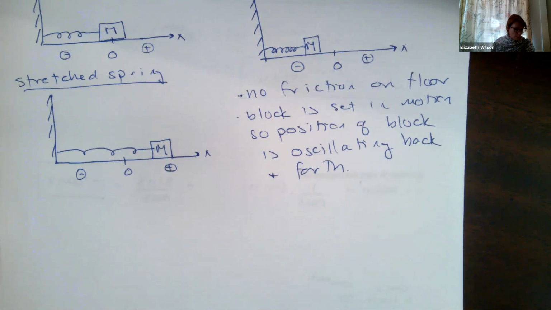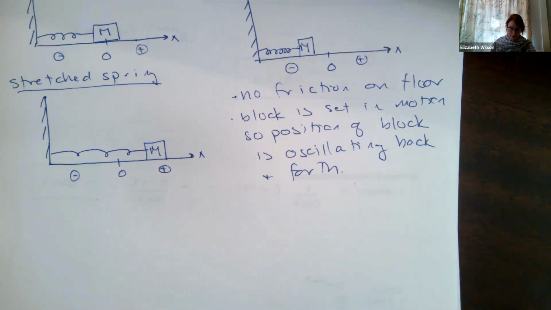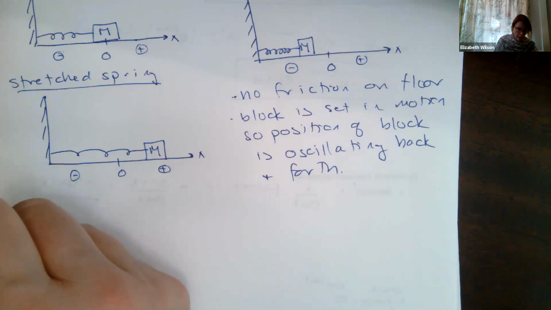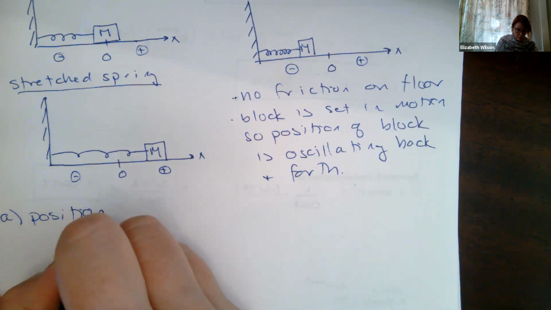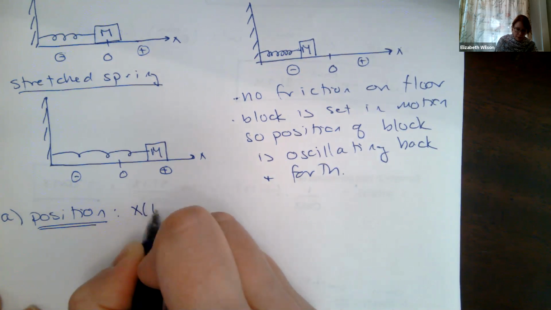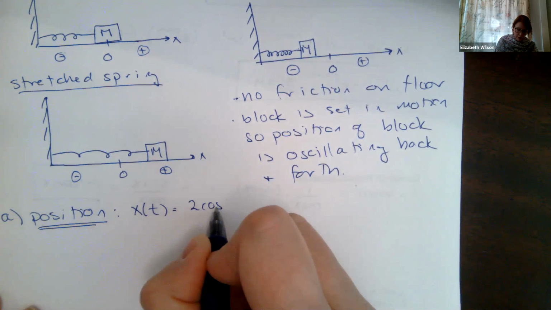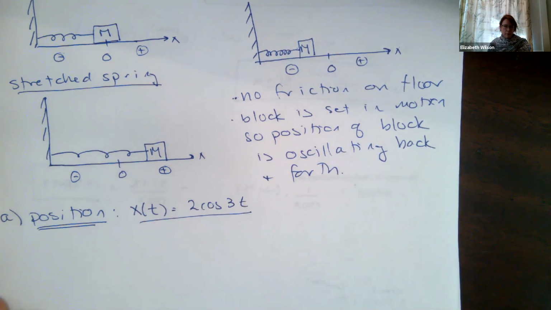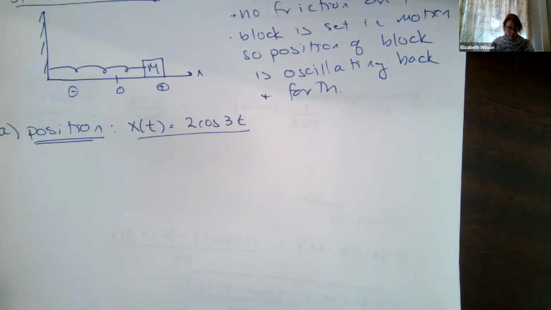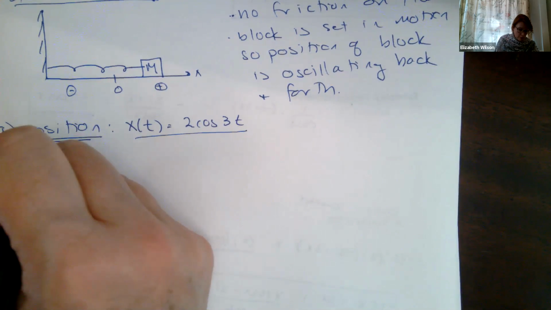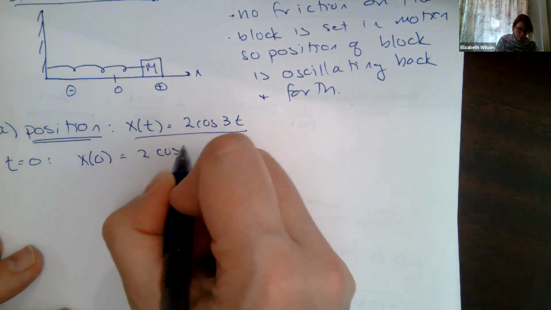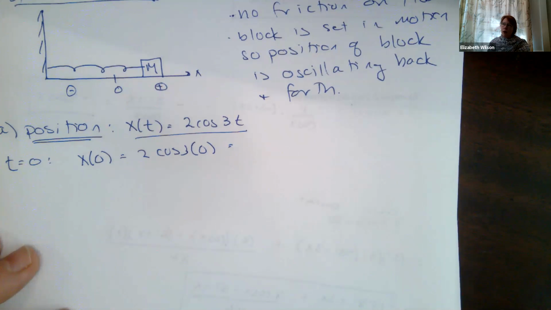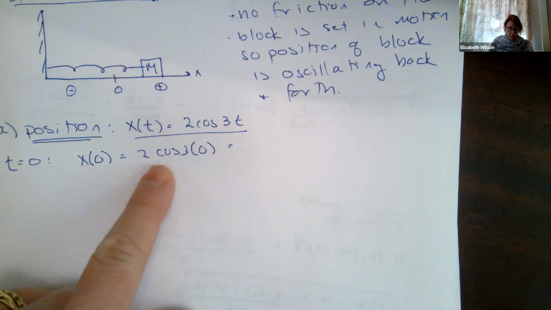Now we want to figure out the position, velocity, and acceleration. So part A, we're going to look at our position first. This is given by x of t equals 2 cosine of 3t. I'm going to look at my position at the two time periods they told me to look at. At t equals 0, I plug in: x of 0 equals 2 cosine of 3 times 0. 3 times 0 is 0, cosine of 0 is 1, 2 times 1, so this is 2.